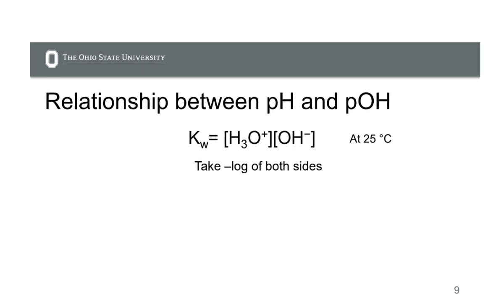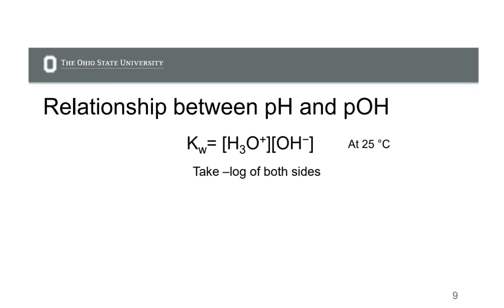All right, so here's our other fun way of taking minus the log of something. There's another convenient way of relating the H plus and OH minus concentrations, often through the pH. Usually that's the number that we calculate. But we're going to take minus the log of both sides of this equation and come up with a new equation.